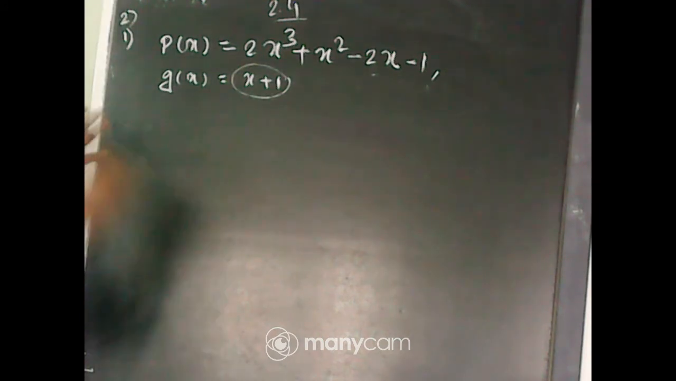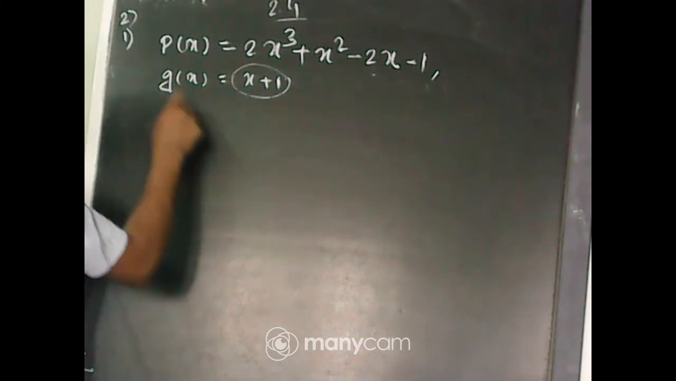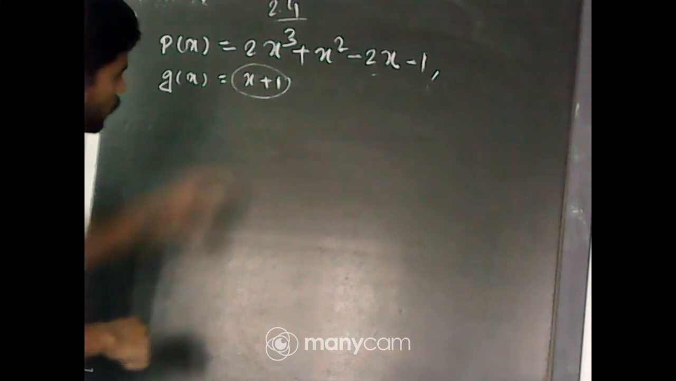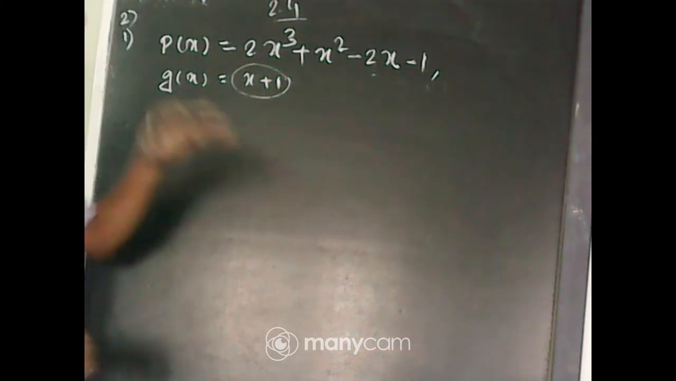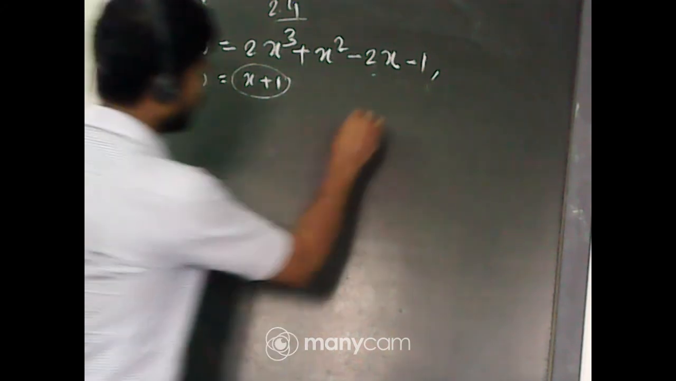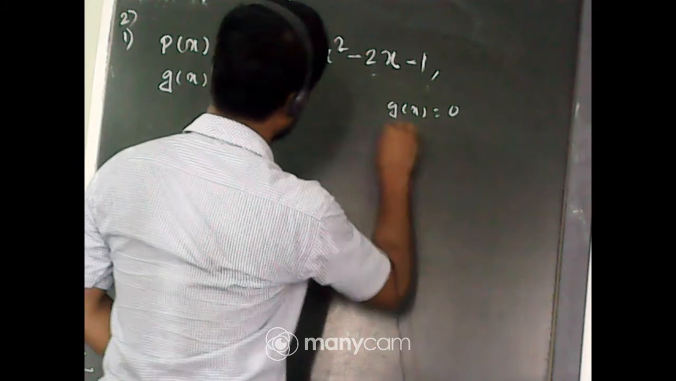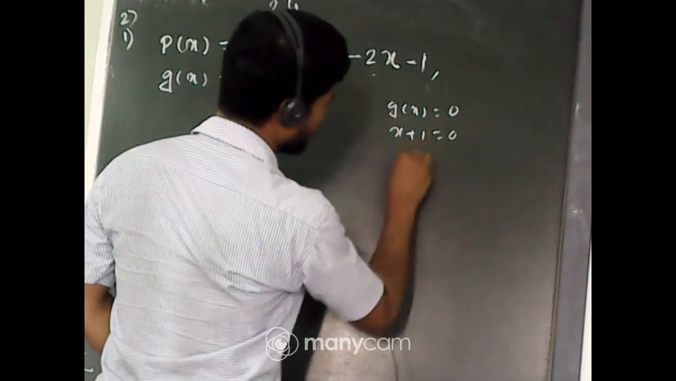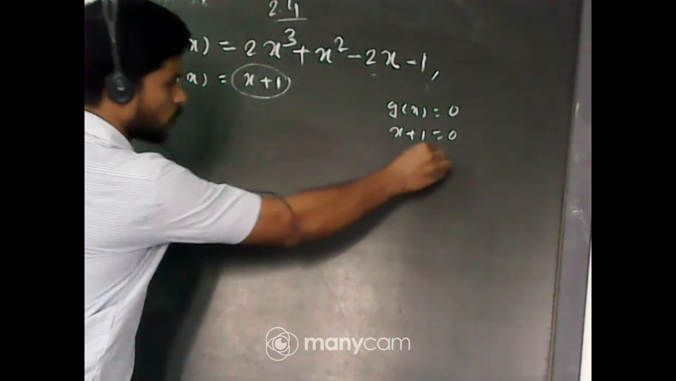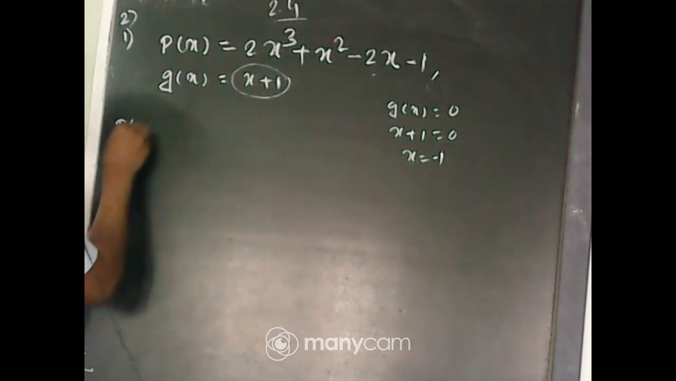But I am solving one question now. So p of x is given. We have to prove whether x plus 1 is a factor or not. So in place of x, what do we have to put? We have to put g of x equal to 0, means x plus 1 equal to 0, that is x equal to minus 1. So in place of x we have to put minus 1. So find p of minus 1.